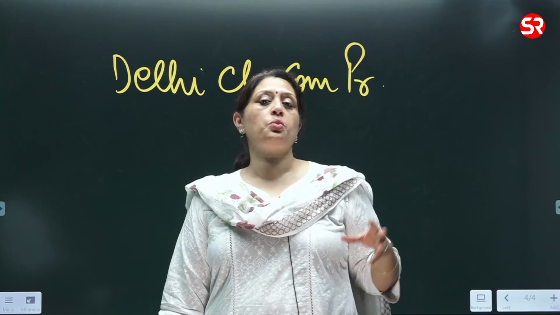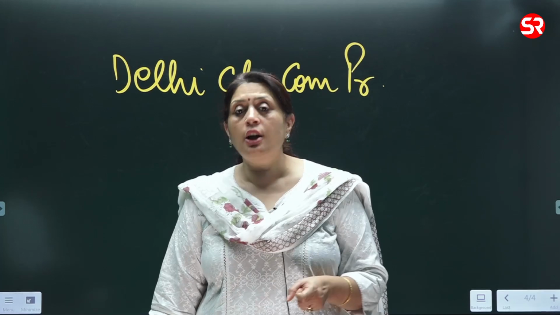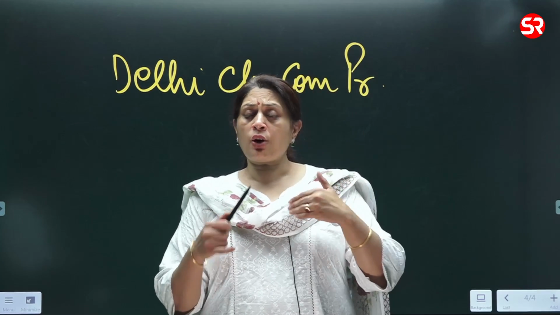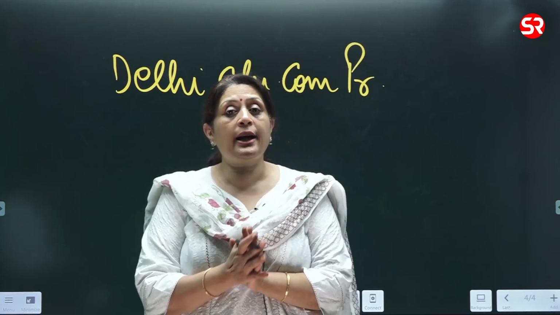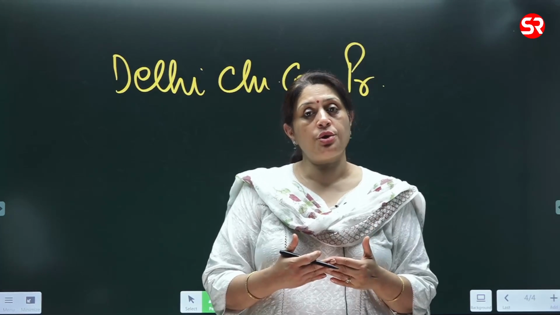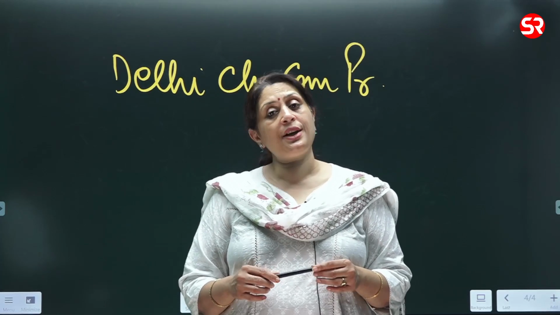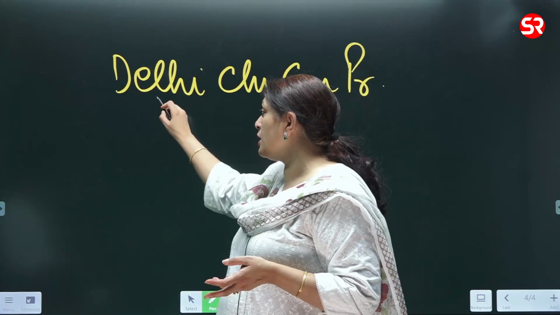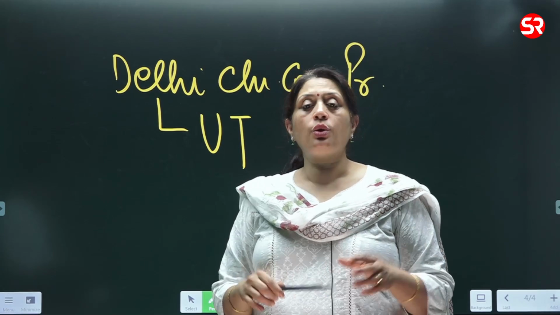And later on it was realized that because of the overlapping jurisdiction, it is not a good idea to have a parallel set of governments, and this has resulted in a change in its constitutional status. And we see that in the State Reorganization Commission, on the basis of its recommendation, Delhi became a union territory. So, what is Delhi?